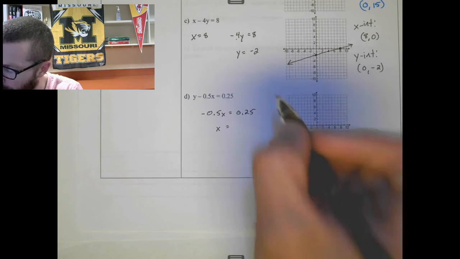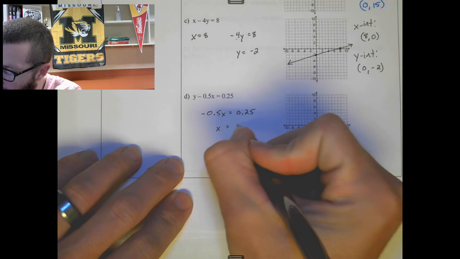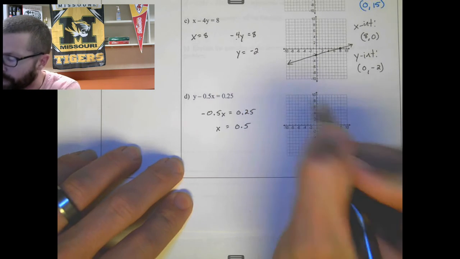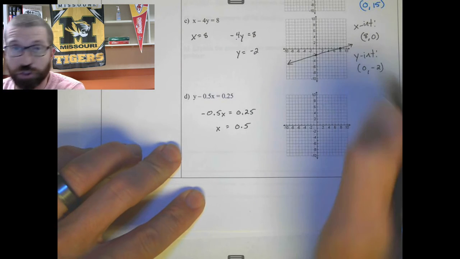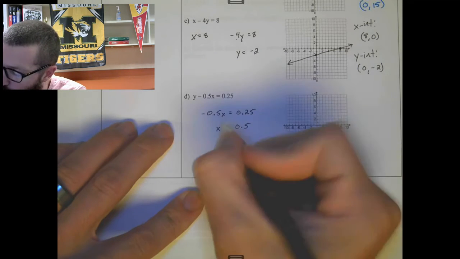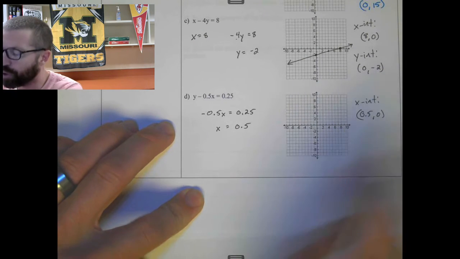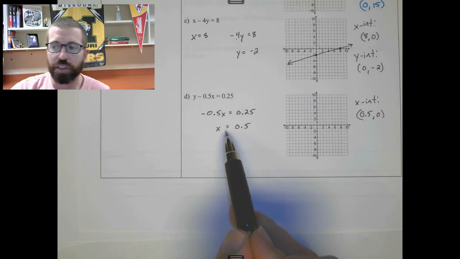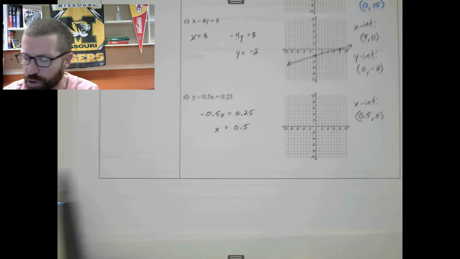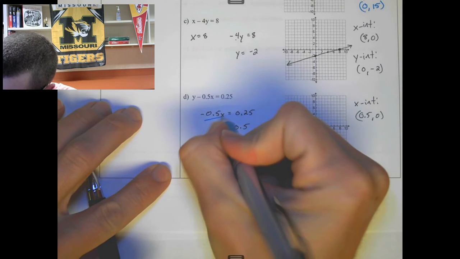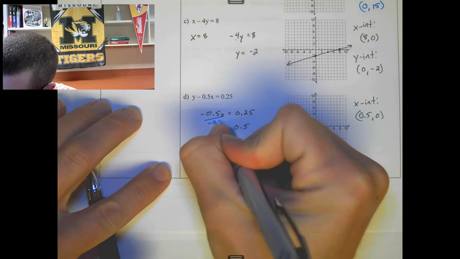Yeah. So you get negative 0.5, which is just 1/2. And then for the y-intercept, let's write that down. I did some work to get this equation by itself. Let's go ahead and write in what we did. We divided by negative 0.5.